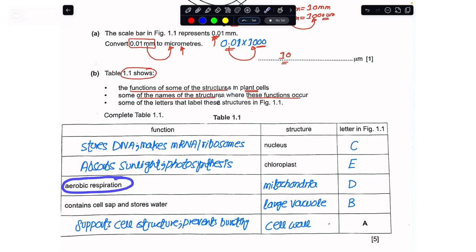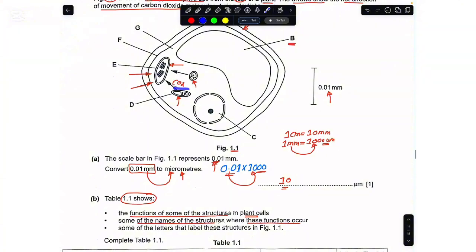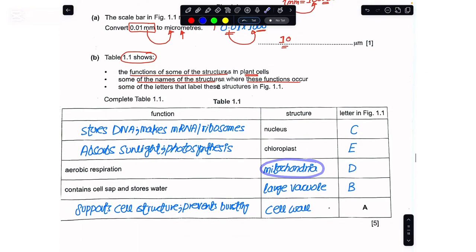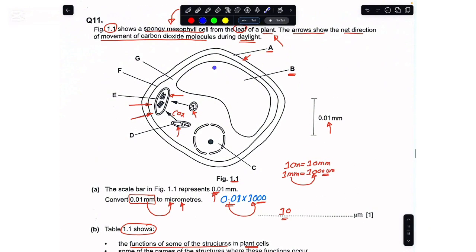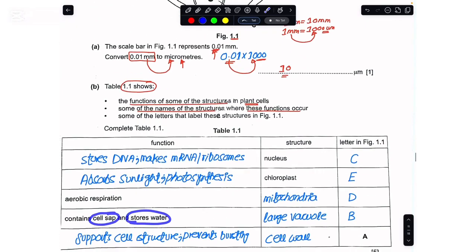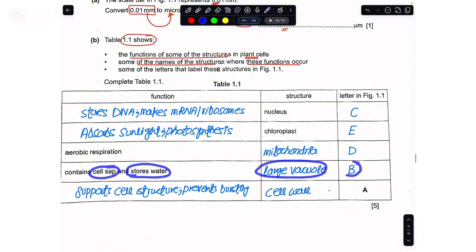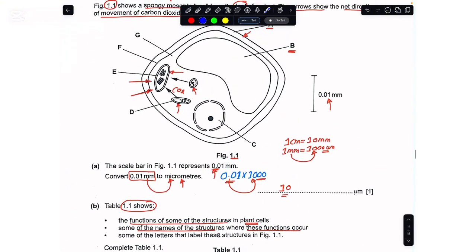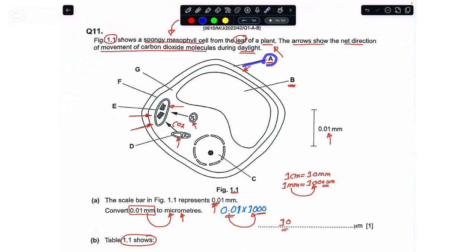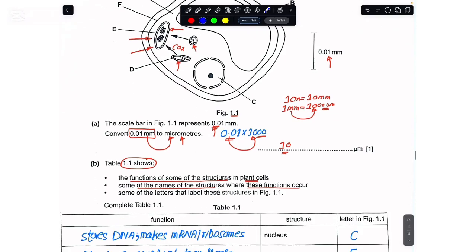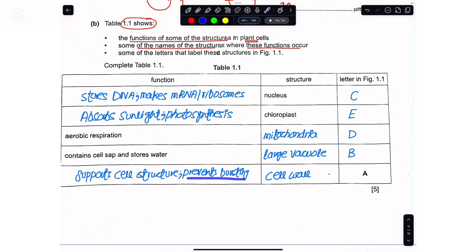They say the function is aerobic respiration. We know the structure responsible for aerobic respiration is the mitochondria, and the letter that we are given for the mitochondria is D, so we would write D here. They say contains cell sap and stores water. So you see, this is the role of the large vacuole. So I have written large vacuole, and the letter that I have to mention is B. They say structure A. So the A that we are given over here is the cell wall, and we know the cell wall maintains the structure of the plant cell. And this also prevents the bursting of the plant cells. So you can write any one from these.